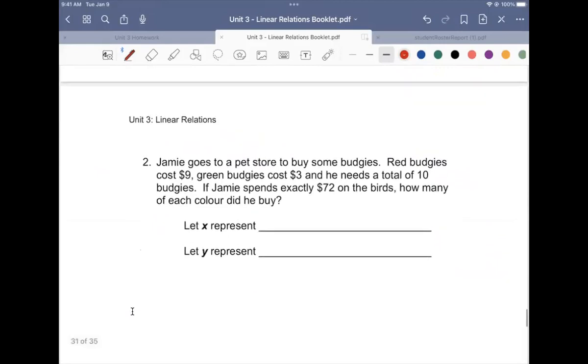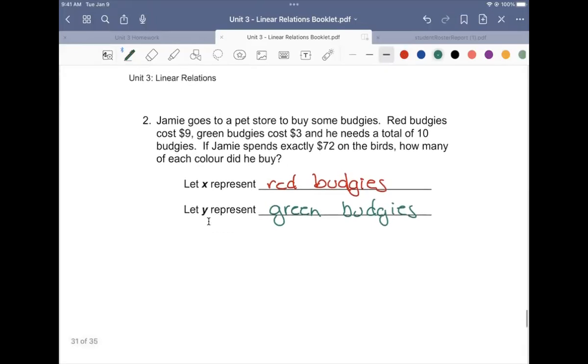So Jamie goes to the pet store to buy some budgies. Red budgies cost $9, green budgies cost $3, and he needs a total of 10 budgies. If Jamie spends exactly $72 on birds, how many of each color did he buy? So when we take a look at this, we're going to let X represent red budgies, and we are going to let Y represent green budgies. So I need to figure out how many birds he bought of each color.